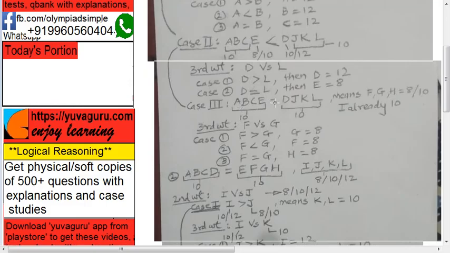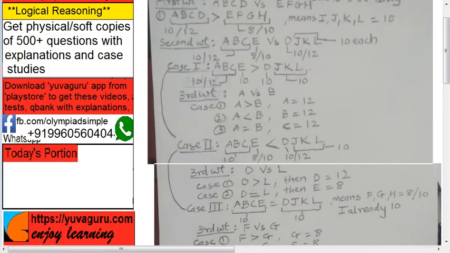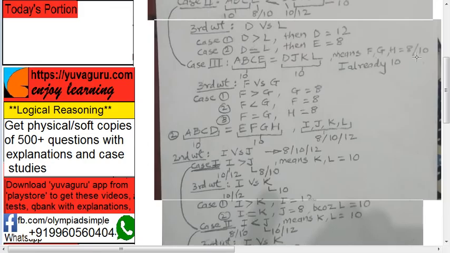ABCE equals DJKL. It means all are 10. So the problem lies in the remaining ones. FGH is either 8 or 10. Why can't FGH be 12? Because it has already come from the first case: EFGH was either 8 or 10. It was not 12 because it is the less than case we are talking of. So the problem is in FGH.